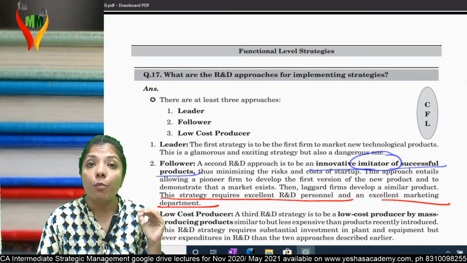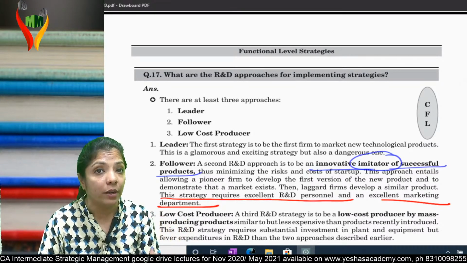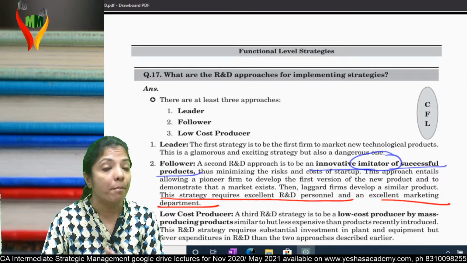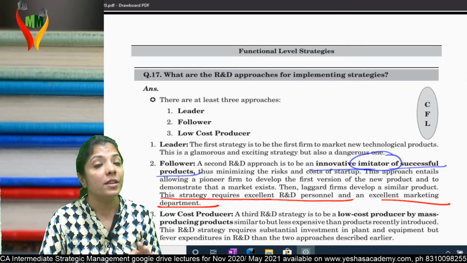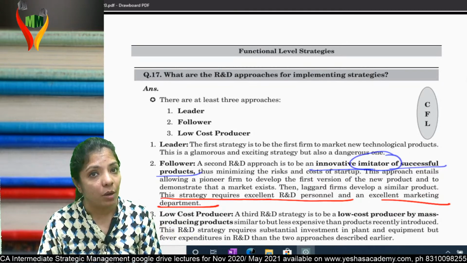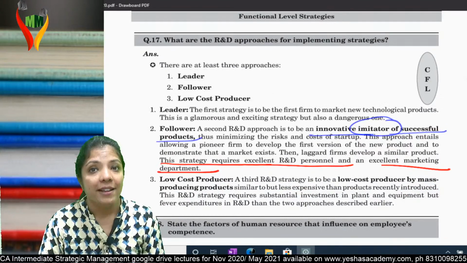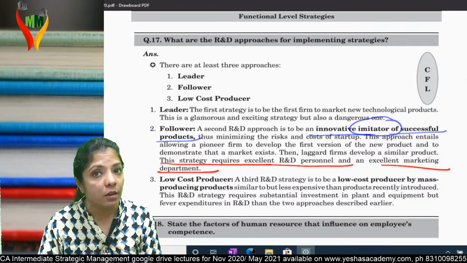The one who produces exactly the same product but at a very low cost per unit, and that can be done only by mass producing. When you produce in bulk quantity, then only your cost per unit will come down. Am I clear?